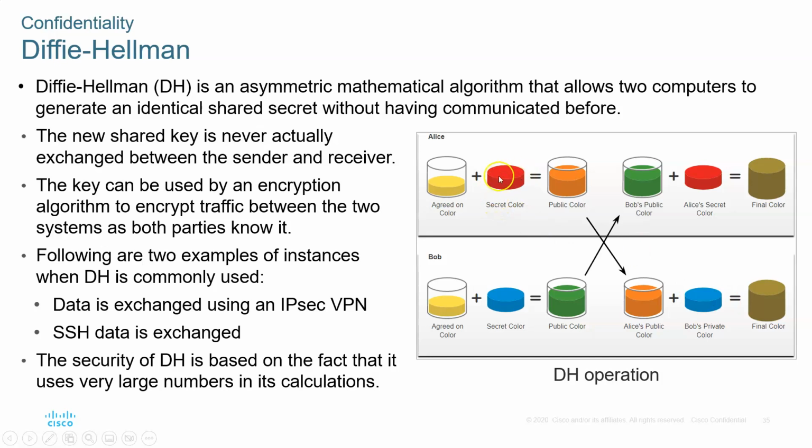And when these numbers are very, very large, like the secret color, it's almost impossible to figure out what's going on. And these will be the pre-shared key. That's what I mean by you don't really actually take a key and send it. You just come up with a key that we both agree on at the end. That's what DH does.